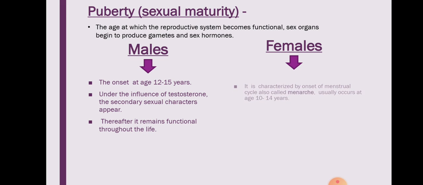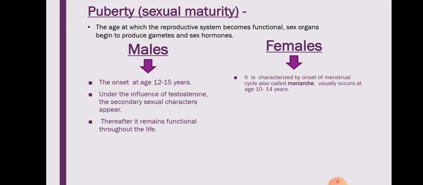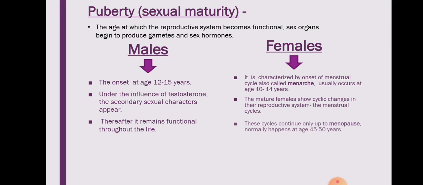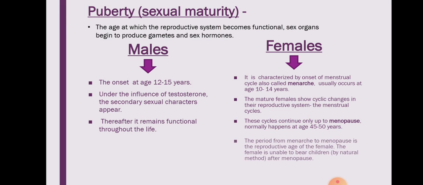In females, puberty onset is between 10 to 14 years, and it is characterized by the onset of the menstrual cycle, which is called menarche. Mature females show cyclic changes in their reproductive system, which is the menstrual cycle. These cycles continue up to menopause, when a female at the age of 40 to 50 years stops having the cycles, which is known as menopause.